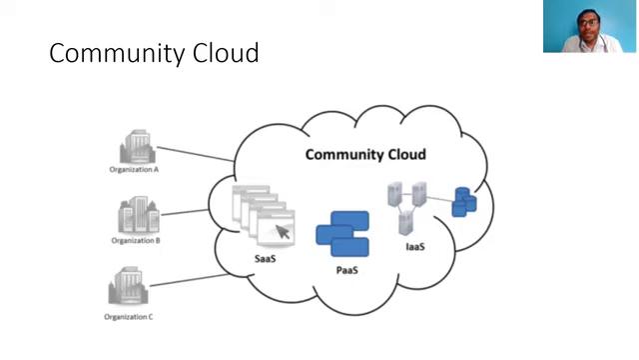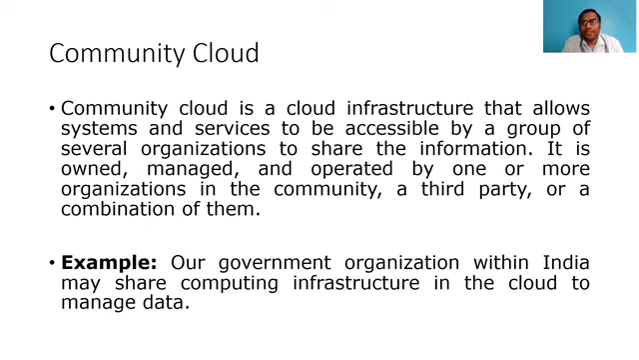From this diagram, we can understand that the community cloud infrastructure is shared by different organizations, either as software as a service, platform as a service, or infrastructure as a service, shared by a community. That means common resources will be shared by several organizations. That is the main objective of the community cloud. Community cloud is the infrastructure that allows systems and services to be accessible by a group of several organizations to share information. This is the basic definition of community cloud.